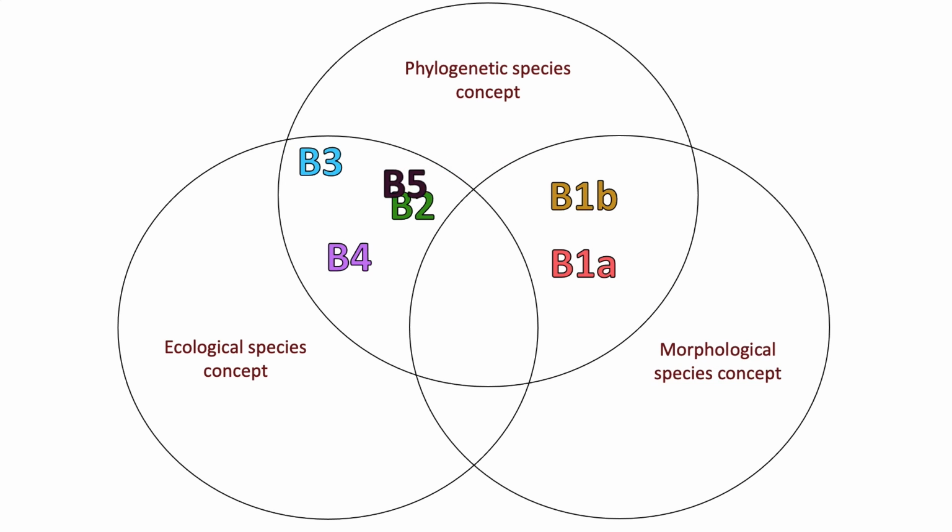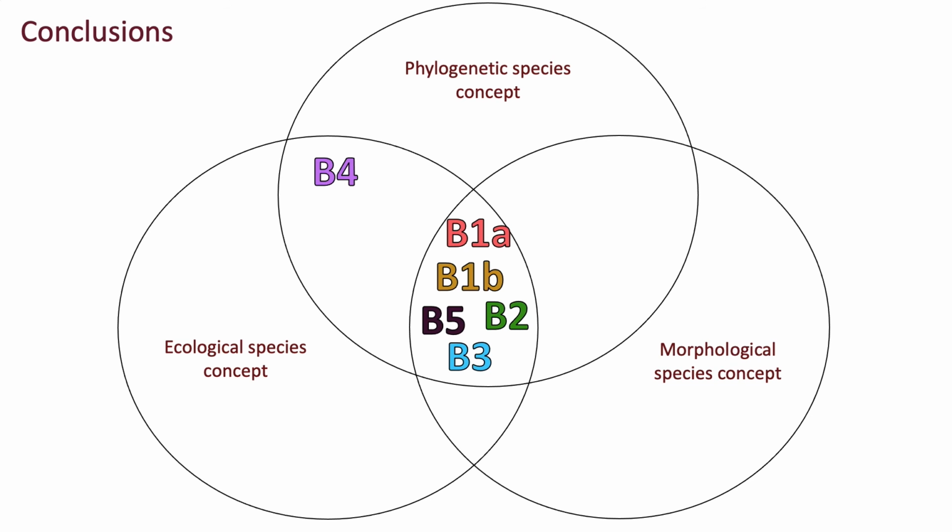So based on that information, we can move B5 over here in the Venn diagram as it satisfies the phylogenetic and the ecological species concepts. And again, if we're looking at the breadth of the knowledge that we have about this lineage, we might be able to say that it moves to the middle of this Venn diagram, satisfying all 3 species concepts. So in conclusion, this is where we now lie based on what we know about these lineages.